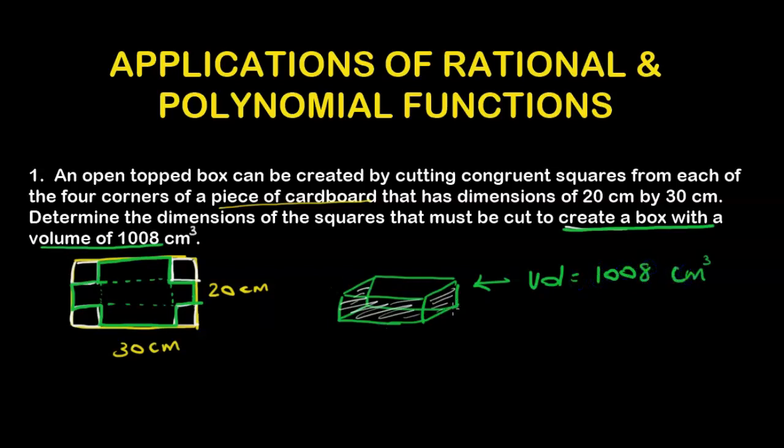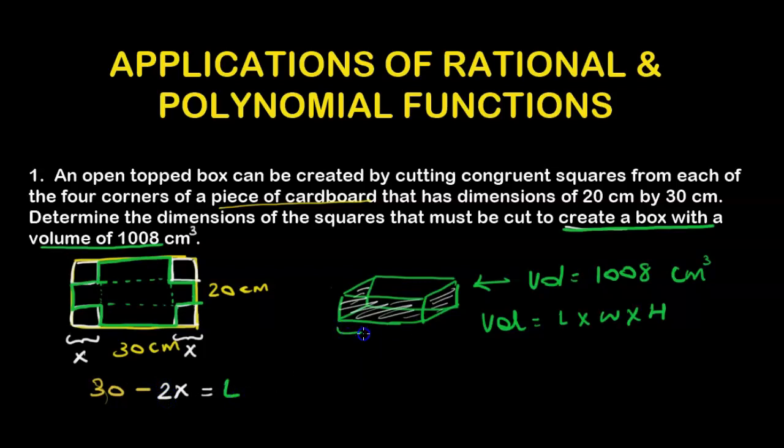We know this box represents a rectangular base prism, and the volume of a rectangular base prism is length times width times height. The length of this box would be 30 minus the two corner lengths of the congruent square. So let's say each side of the congruent square is x. As the original length of the cardboard was 30, we take away 2x from 30, and the result would be the length of the box. Therefore, the length of the box would be represented with 30 minus 2x.